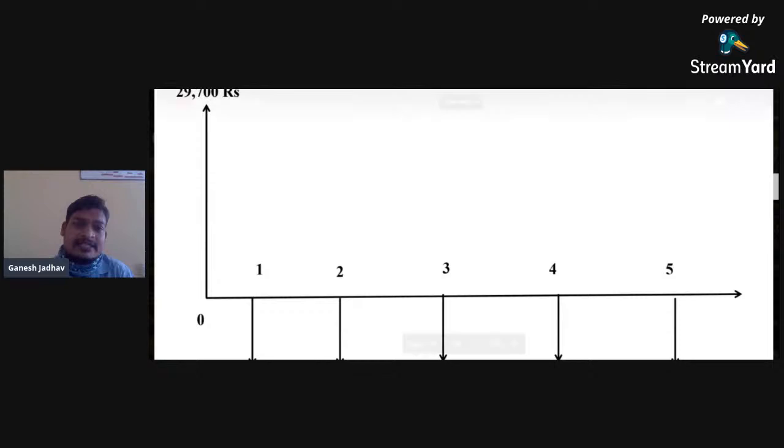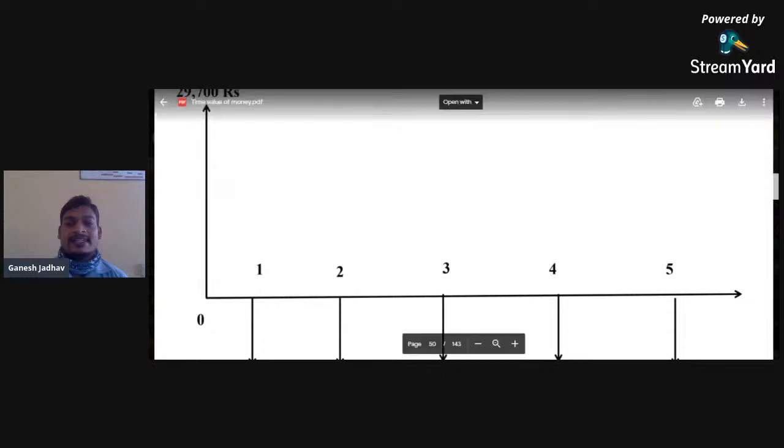This is the cash flow diagram. These are the periods: 1 year, 2 years, 3 years, 4 years, and here also on the x-axis you can see 1 year, 2 years, 3 years, 4. So this is the scale. What they say is that this is the time scale and the cash flow.